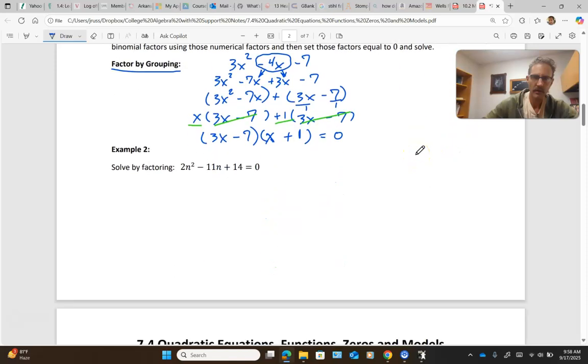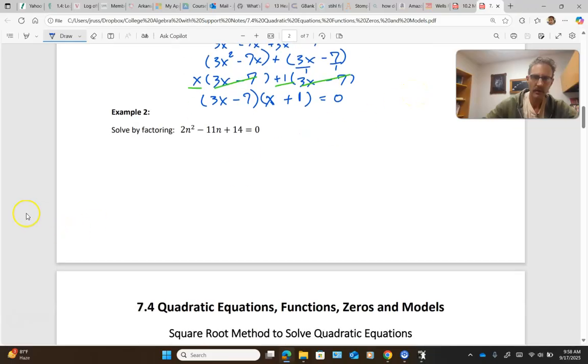Okay, so let's do one on our own, and then I'm going to stop this part 1 video, because we're already close to 30 minutes. Alright, so this one right here, it's already in standard form. You can see the leading coefficient is 2. So we're going to have to factor it by grouping.